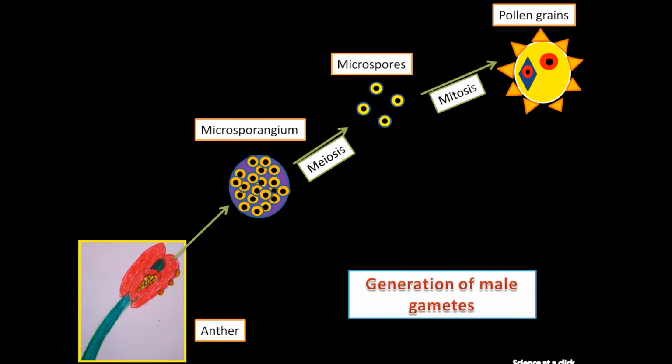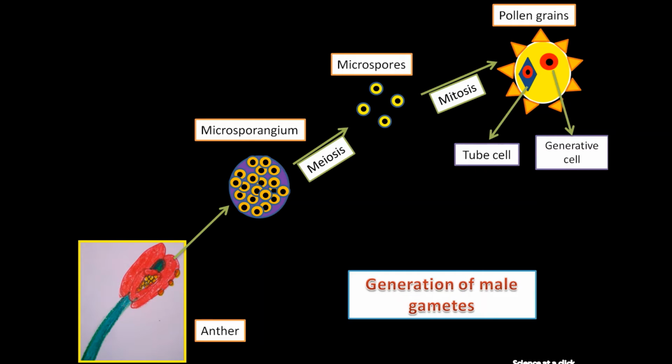So this is a haploid sex organ which has two other nuclear cells called the tube cell and the generative cell. The functions will be explained in the fertilization section. For now, let us remember pollen grain is the male gamete.